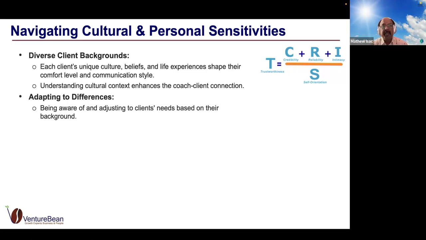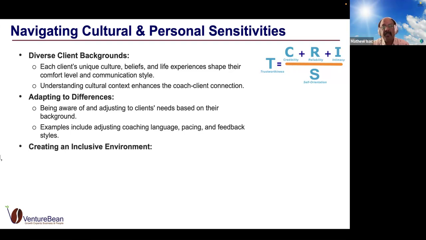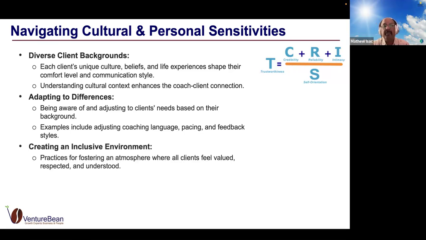How do we adapt to the differences? We need to adjust to clients' needs based on their backgrounds. Maybe it includes adjusting to their language, the speed of speech, feedback styles, their learning styles. All these are very different. And this helps in creating an inclusive environment where the clients feel valued, respected, and understood. So back to that exercise again. Working with cultural and personal sensitivities, which part of the trust equation does it impact?